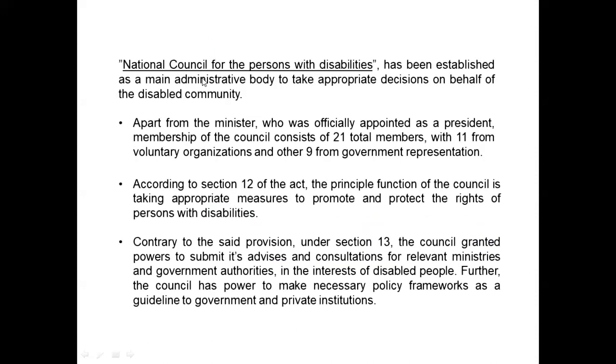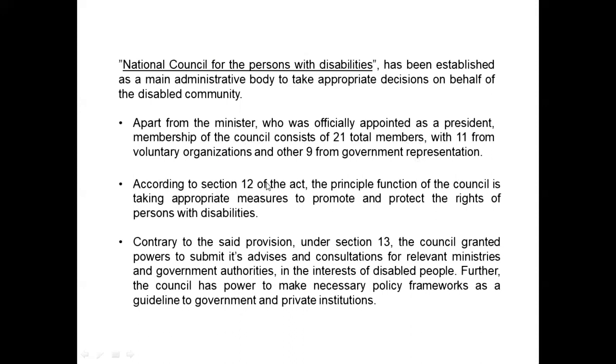The National Council for Persons with Disabilities has been established as the main administrative body to take appropriate decisions on behalf of the disabled community. Apart from the minister, who is officially appointed as the president, membership of the council consists of 21 members in total, with 11 from voluntary organizations and 9 from government representation.